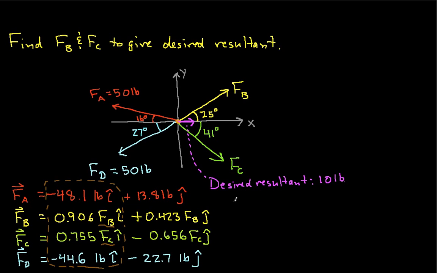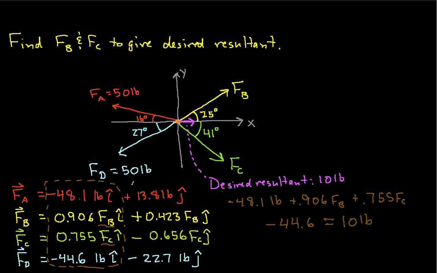So summing up all of the x components, we have minus 48.1 pounds plus 0.906 FB plus 0.755 FC minus 44.6, and we want this resultant force in the x direction to be equal to 10 pounds. So we'll set this equal to 10 pounds.